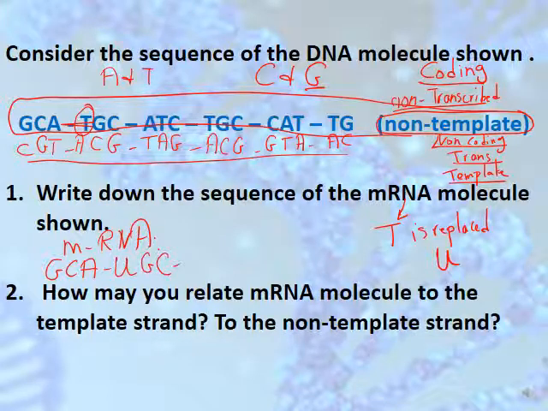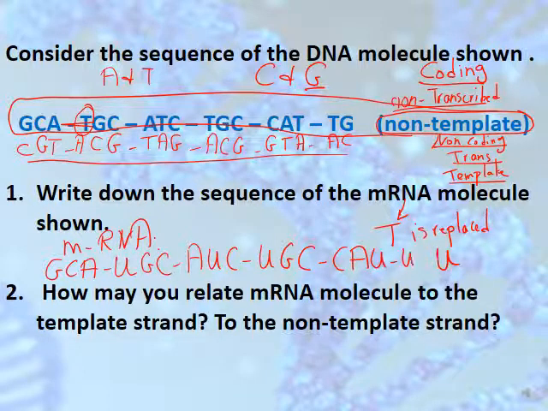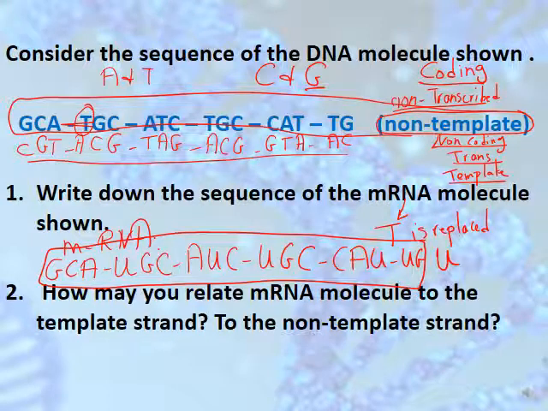UGC. ATC is going to be AUC. TGC is going to be UGC. CAT, CAU, and UG. This is the sequence of the mRNA. Here we use which one? The non-template. So the non-template sequence is identical to the mRNA sequence, but the T should be replaced by U.